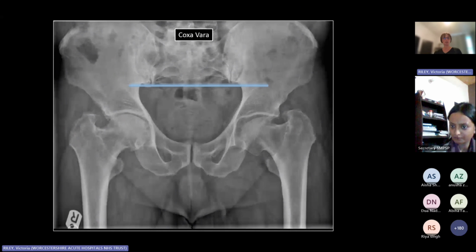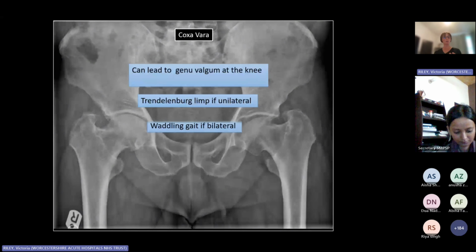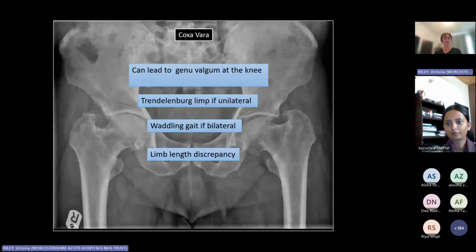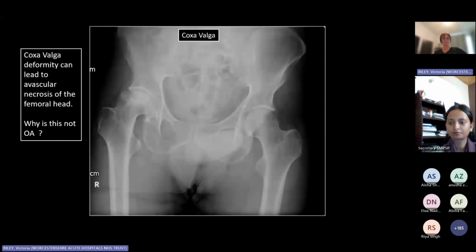So if you're looking at your patient's radiograph and you can see that they have a coxa vara deformity, you should be aware that this can lead to genu valgum deformity at the knee. The patient may have a limp, Trendelenburg if unilateral, or they could have a waddling gait if they have a bilateral deformity. If it's unilateral, the patient is likely to have a leg length discrepancy. The patient will have a prominent greater trochanter and weak abductors. So that's coxa vara deformity. Coxa valga is when our femur is sitting nice and proud.